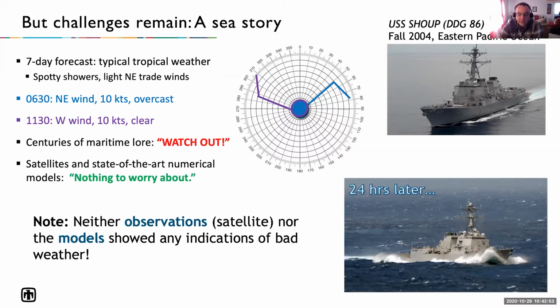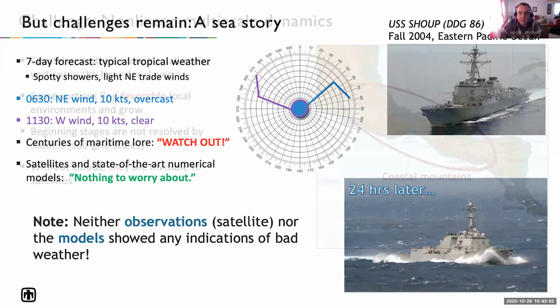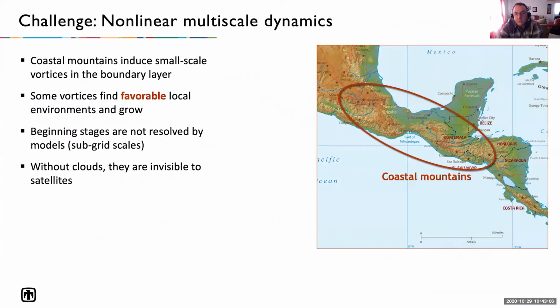So what happened? Neither observations nor the models showed any indications of bad weather. So this brings us to our first challenge. We have multiple scales in weather and climate forecasting, and they're related by nonlinear dynamics. In this particular case, we're in the Eastern Pacific, and there are lots of coastal mountains on the western coast of the Americas that introduce small-scale vortices into the boundary layer. Some of those vortices can find favorable environments and grow. None of these beginning stages are resolved by even high-resolution weather models. And without clouds in those vortices, they are not visible to satellites.